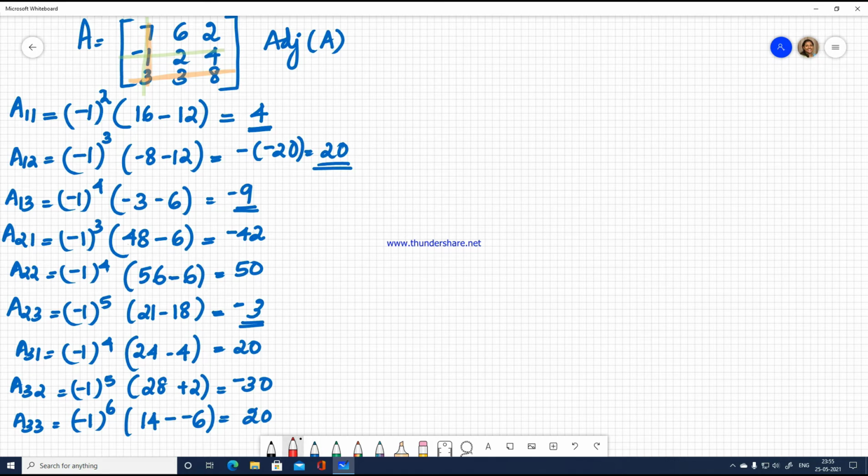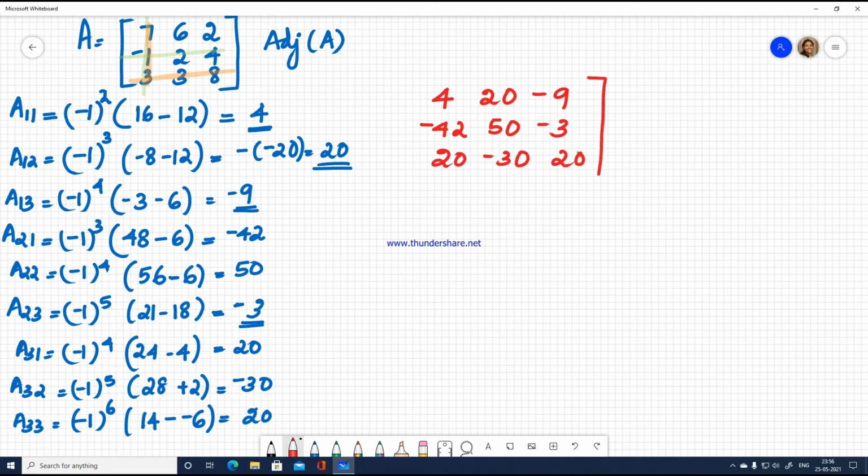Now we write all the cofactors in the form of 4, 20, minus 9. Then we have minus 42, we have 50, minus 3. Then 20, minus 30, 20. So these are the cofactors. Then the transpose of the cofactor. So we need to find the transpose of this.